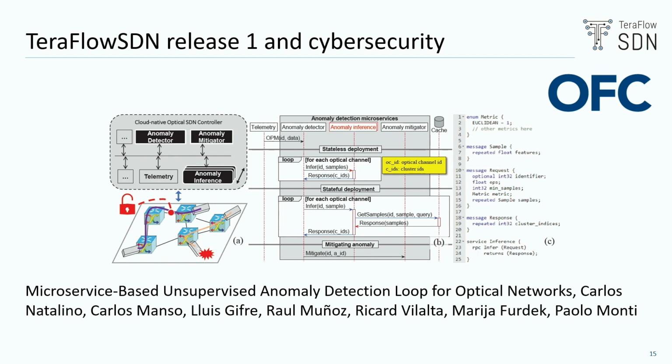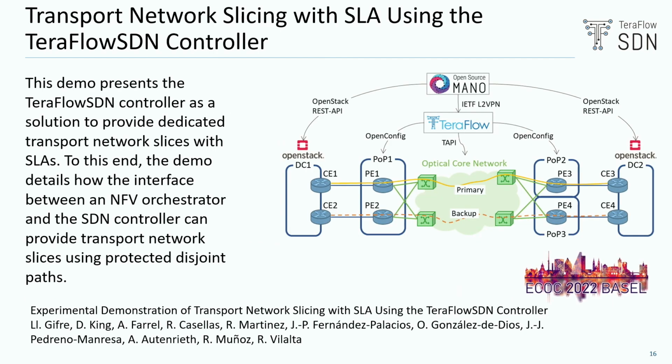We also did some other demonstrations on cybersecurity, where in this case we were using unsupervised anomaly detection in order to detect some undesired conditions in the network and mitigate them. So we were using the cybersecurity framework for that. We had other demonstrations where we were playing with transport network slices with SLAs. In this case, it was a highly available connectivity service that was supported by a primary plus a backup service.